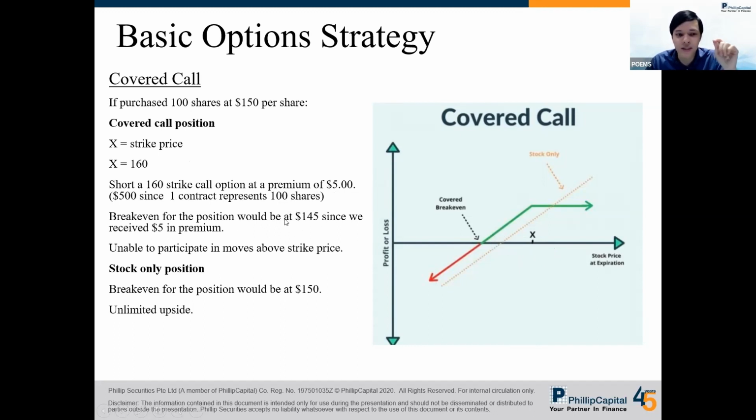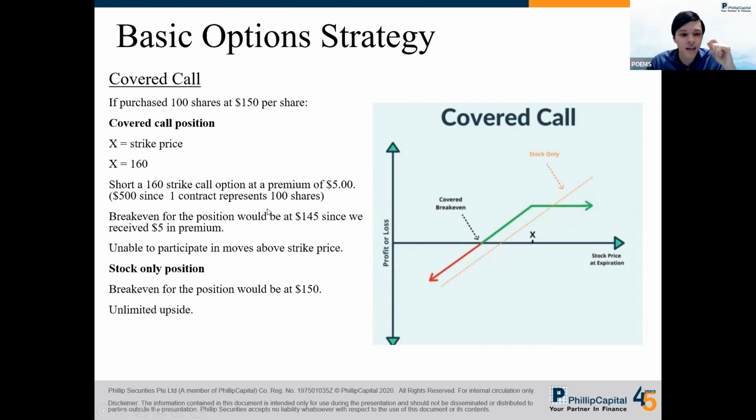So for this covered call position, your break even would actually be below 150, since you collected the $5 premium. So the stock price has to be at 145 for you to break even on this position, as compared to a stock only position, whereby your break even would be at 150, and anything below that you will incur a loss.